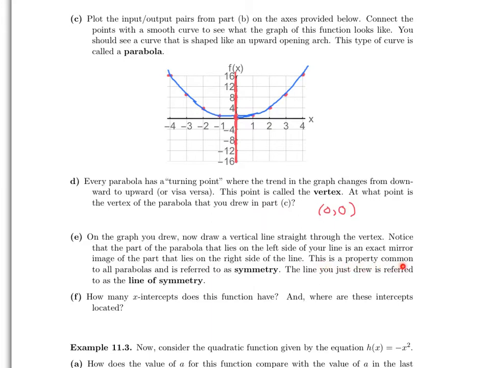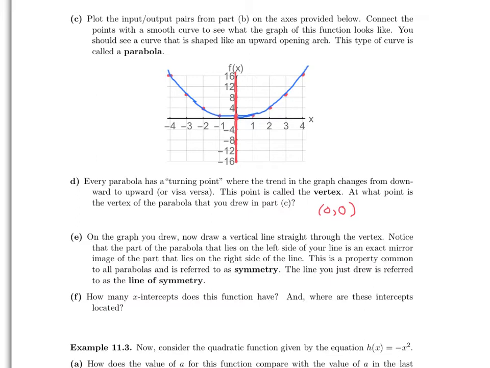This is a property that is common to all parabolas and is referred to as symmetry. The line we just drew is referred to as the line of symmetry. So this line right here is called the line of symmetry. Lines of symmetry always run right through the vertex.